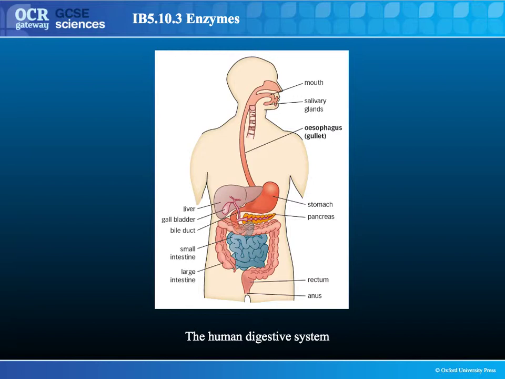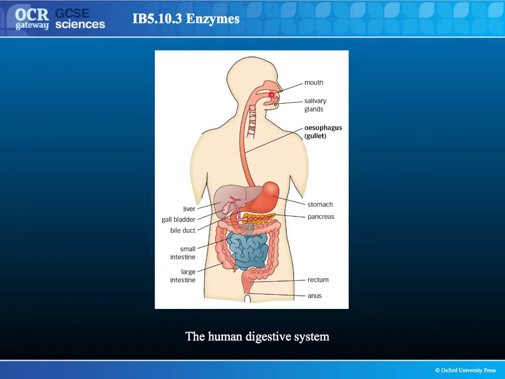Now in the mouth, the teeth will mechanically break down the food. This is called physical digestion. So chewing the food will make it easier to swallow. However, some food that we eat can be quite dry, and that would make it difficult for it to make its way down the esophagus.